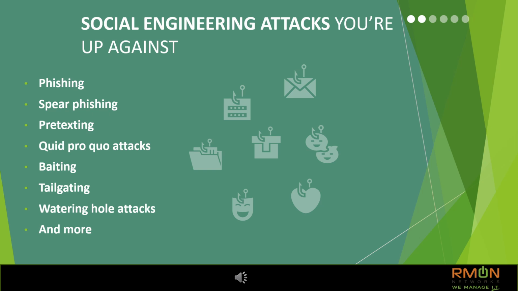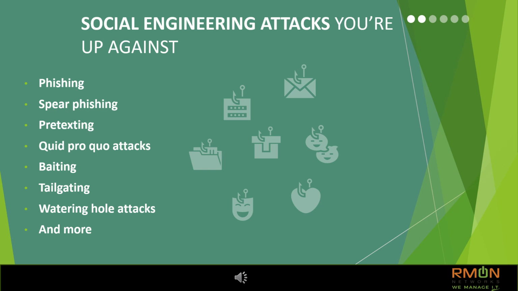Quid pro quo attack. You're offered something valuable like a free gift card or loyalty rewards in exchange for information. The bait seems harmless, but once you bite, the attacker has what they need. Baiting. This one's about dangling something tempting, like access to exclusive content or a free download. The goal? Get you to click. And once you do, you're either handing over sensitive info or downloading malware without realizing it.